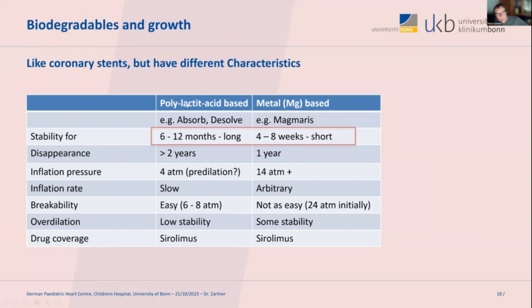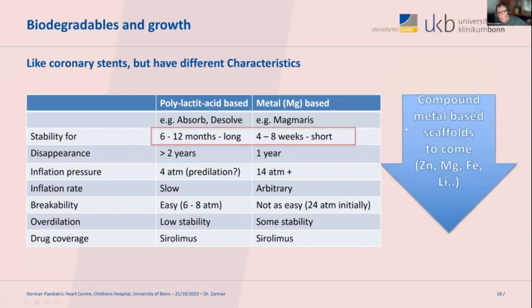So there are two big groups of biodegradable stents, the polylactid-based stents or the metal-based stents. The polylactid have a much longer duration time in the vessel, whereas the metallic stents disappear relatively quickly. There will be new compounds available. There are some in the labs right away, and we hope there will be new possibilities with those stents for this patient group.